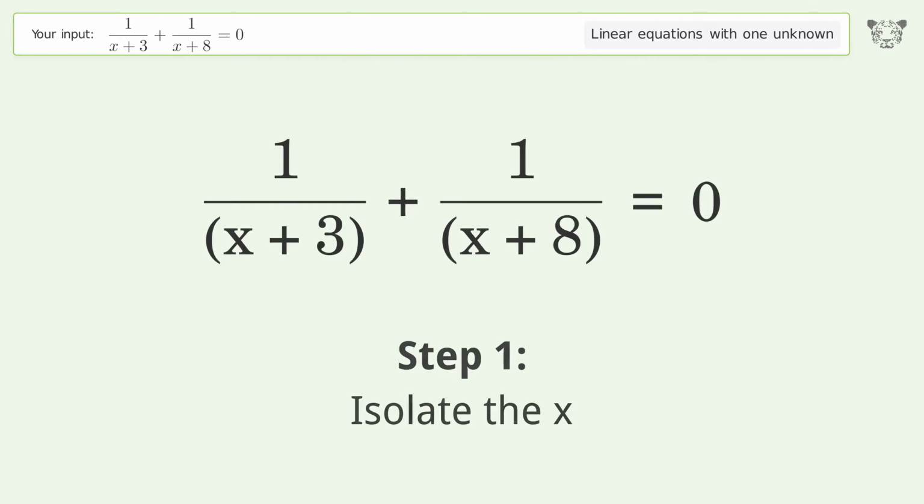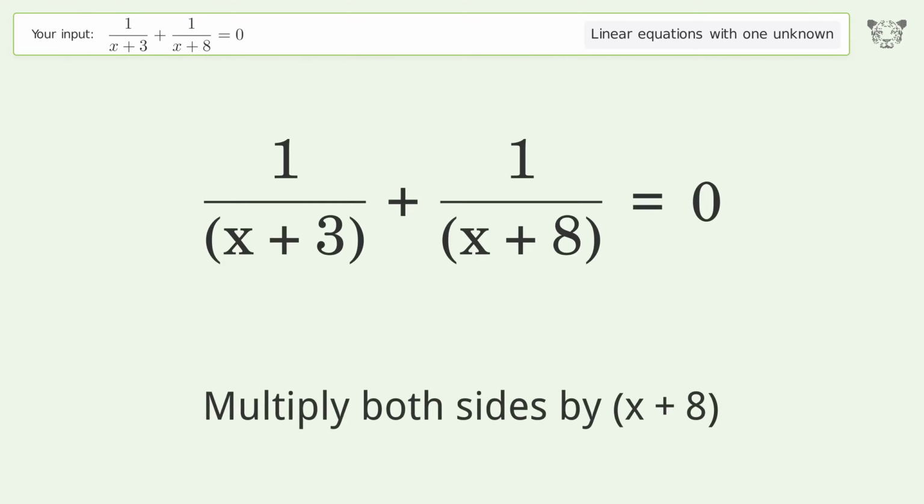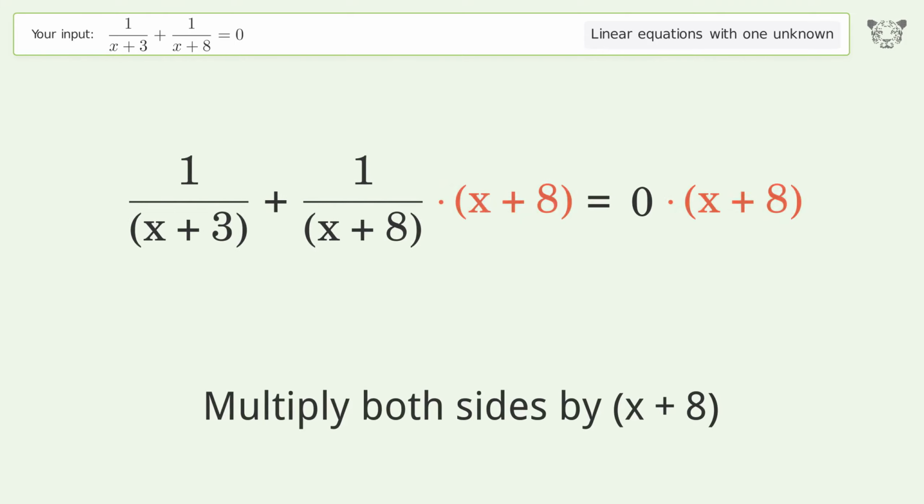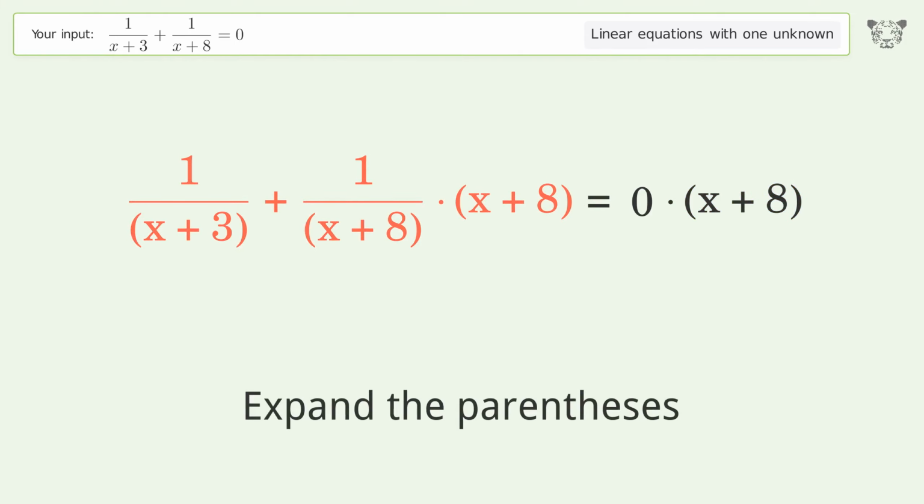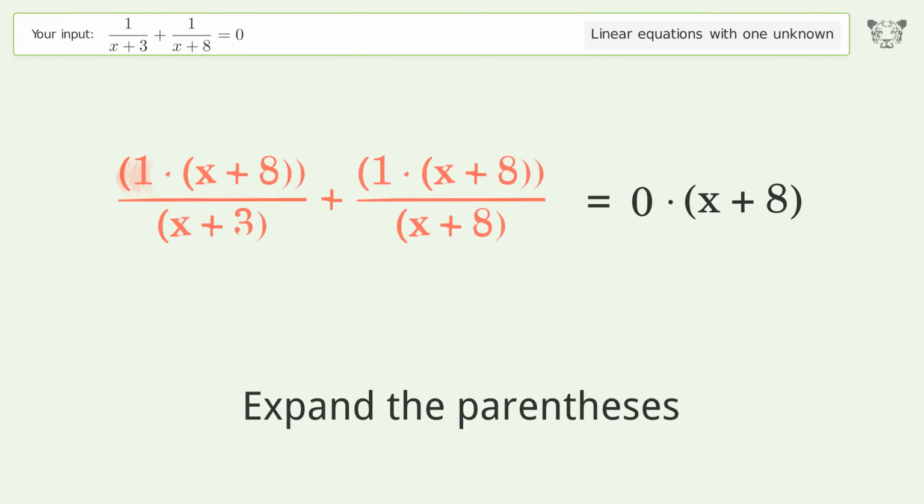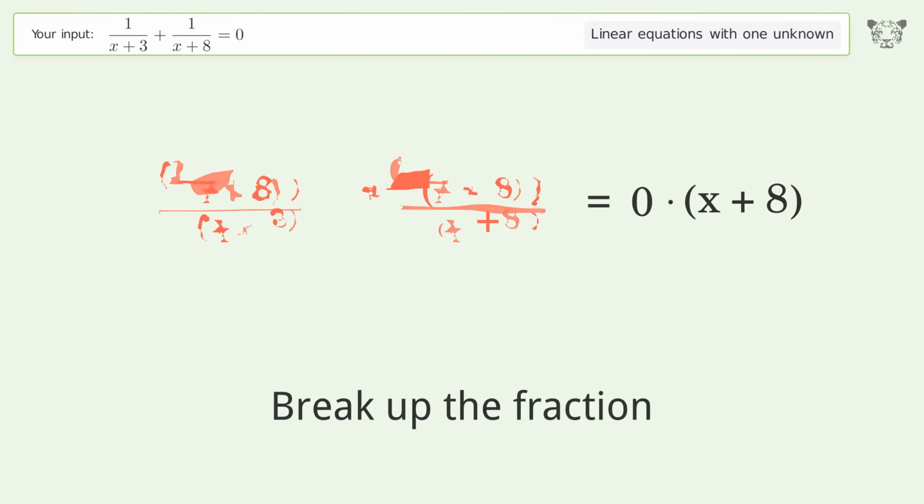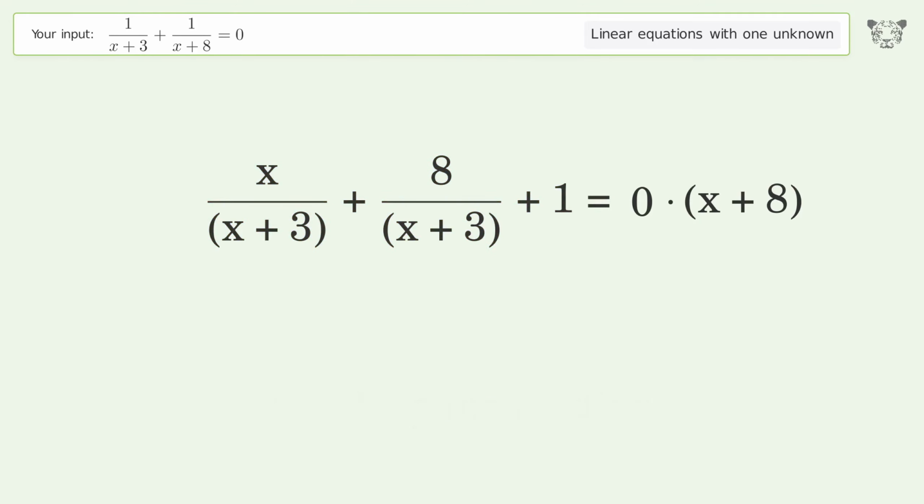Isolate the x. Multiply both sides by x plus 8. Expand the parentheses. Break up the fraction. Multiply by 0.